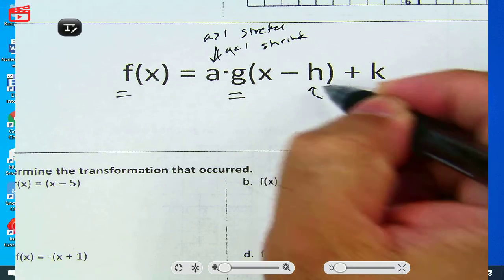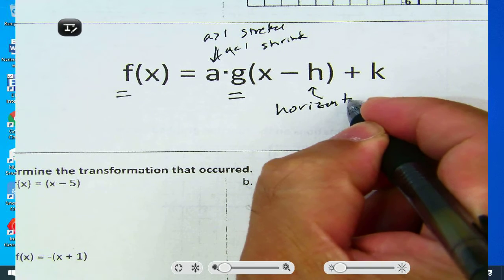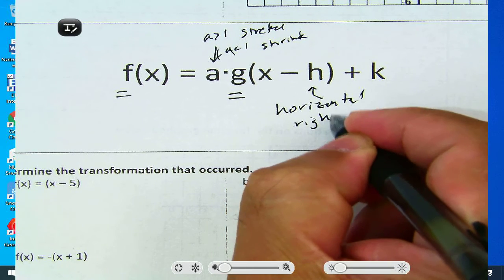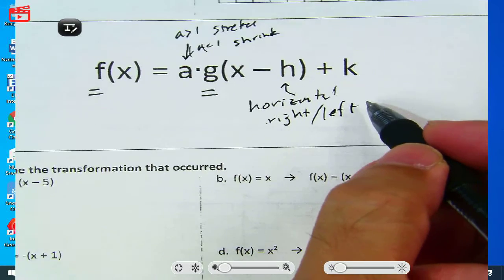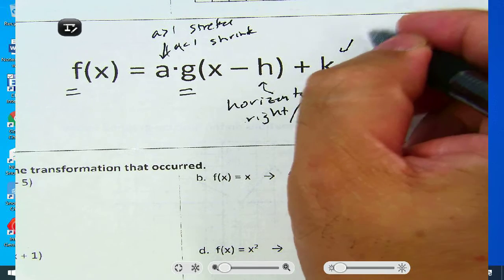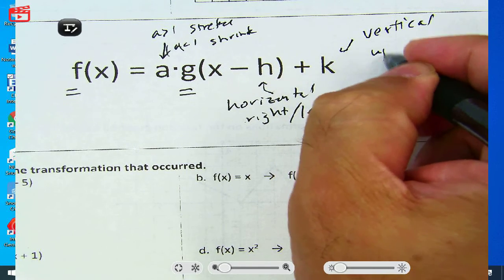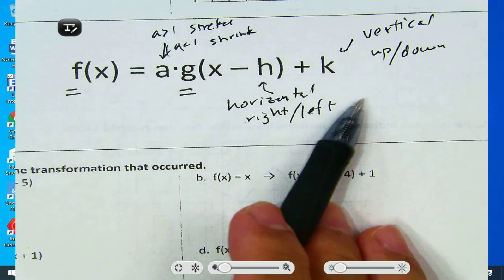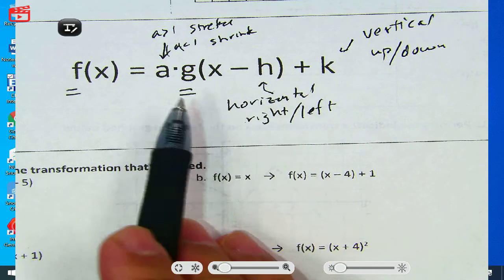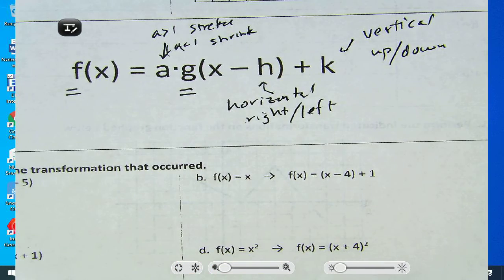The inside, that H is the horizontal shift. Remember, you went right or left. And the K is a vertical shift. You went up or down. So this is all in one expression, right? If A is negative, it's reflect across the x-axis.